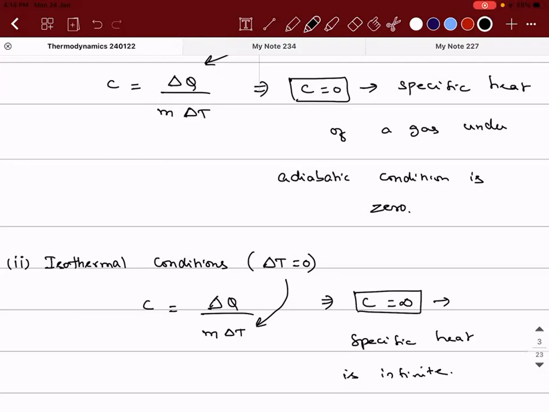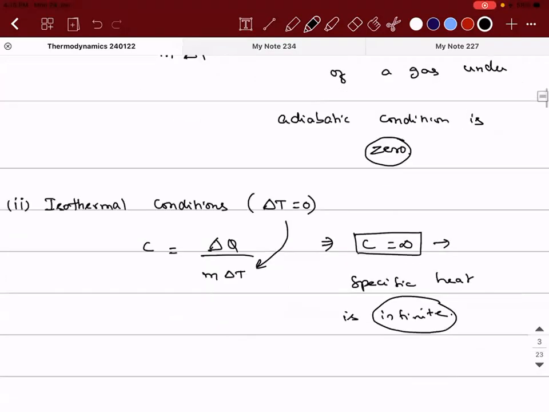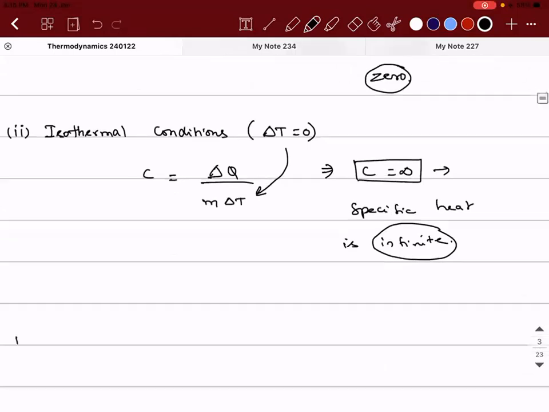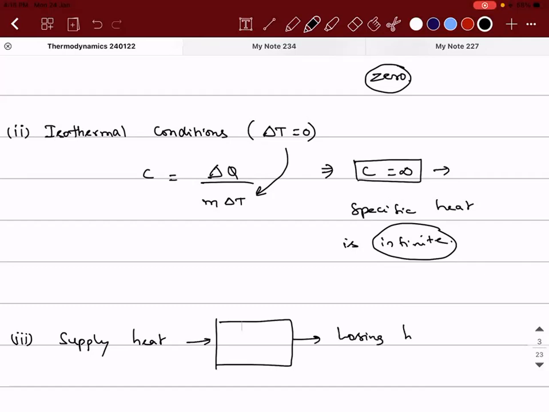So here itself we got two values. We got a 0 and we got an infinite value also. Suppose there is a third condition where you supply heat to a system and the system is losing heat also. Both are happening simultaneously. Means it's a diathermic process. There is an exchange of heat that is taking place between the system and the surrounding.